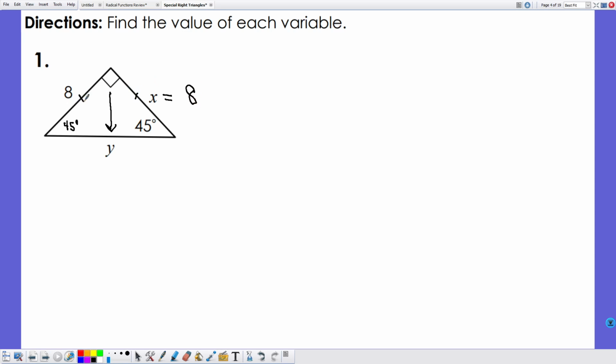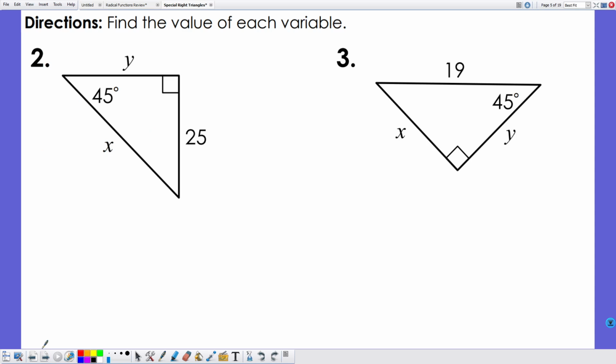Since the angles are the same, it's isosceles, and these two sides will have the same value. What we also know is that the value of y is just the length of the leg times the square root of 2. That's literally all we have to do to solve for the sides in this problem. It's just that easy.